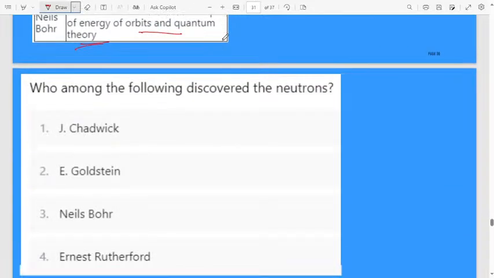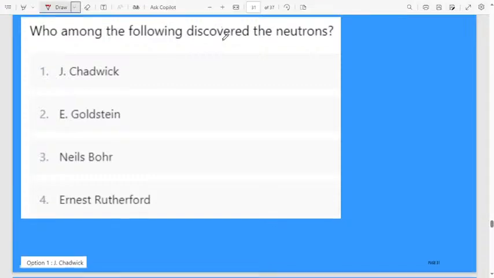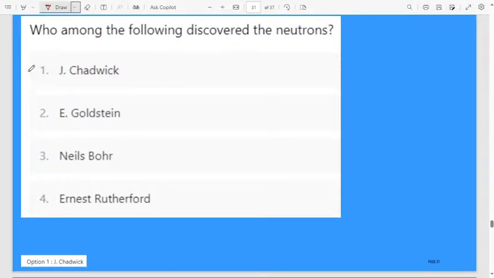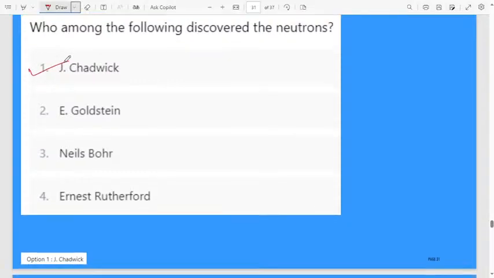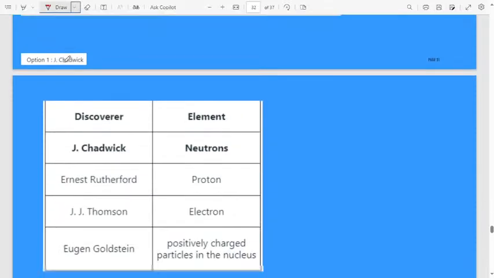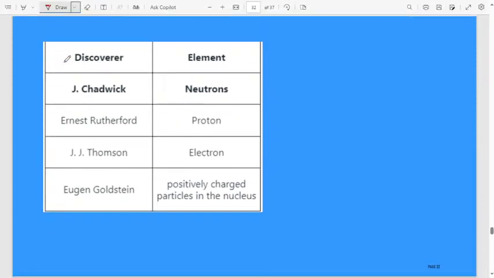Who among the following discovered the neutrons? Who discovered the neutron? Chadwick. J. Chadwick. Remember. J. Chadwick discovered the neutron. Rutherford discovered the proton. J.J. Thomson discovered the electron. Eugen Goldstein, positively charged particles in the nucleus.